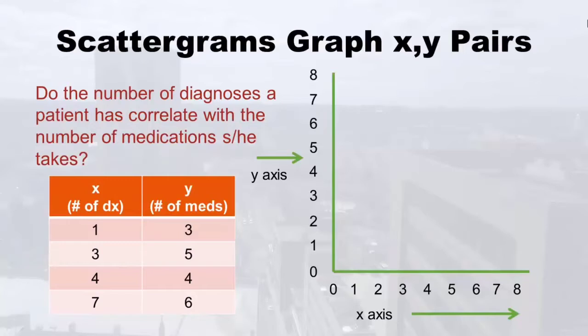So we needed some XY pairs, right? So I asked the question: does the number of diagnoses a patient has correlate with the number of medications she or he takes? If you don't have that many diagnoses, you probably aren't on that many meds, right? But if you have a lot of diagnoses, you should be on a lot of meds.